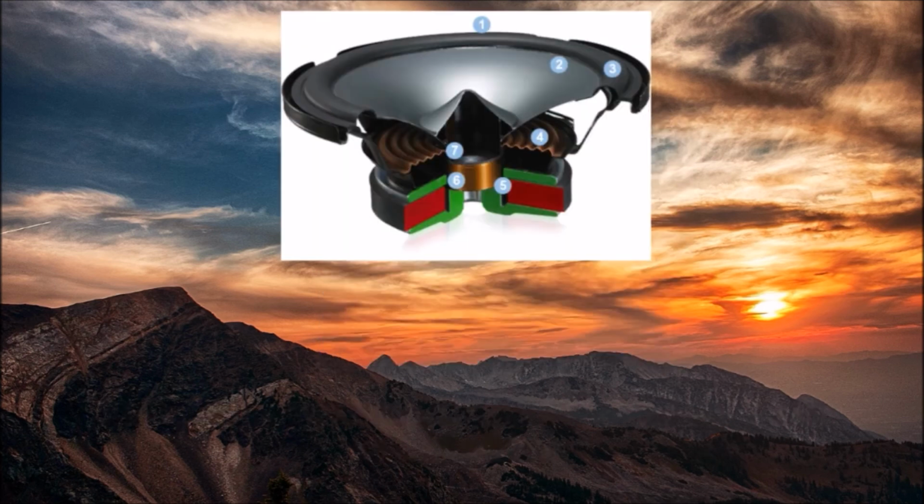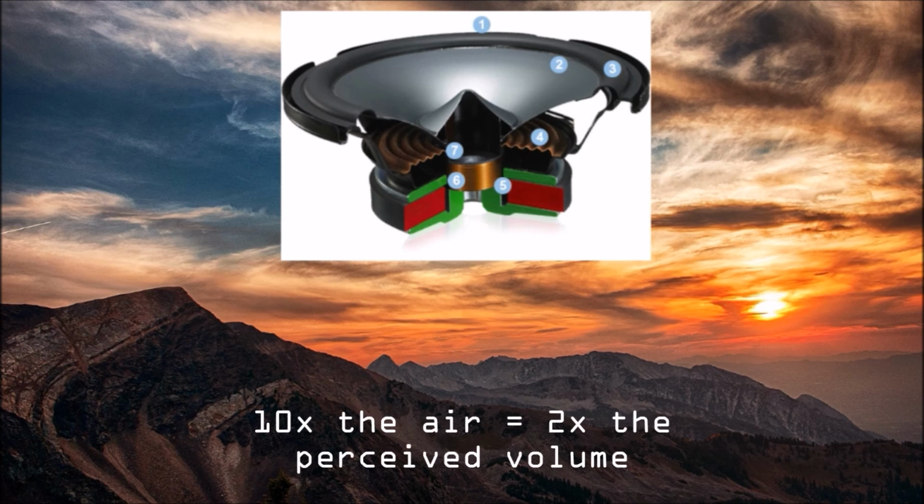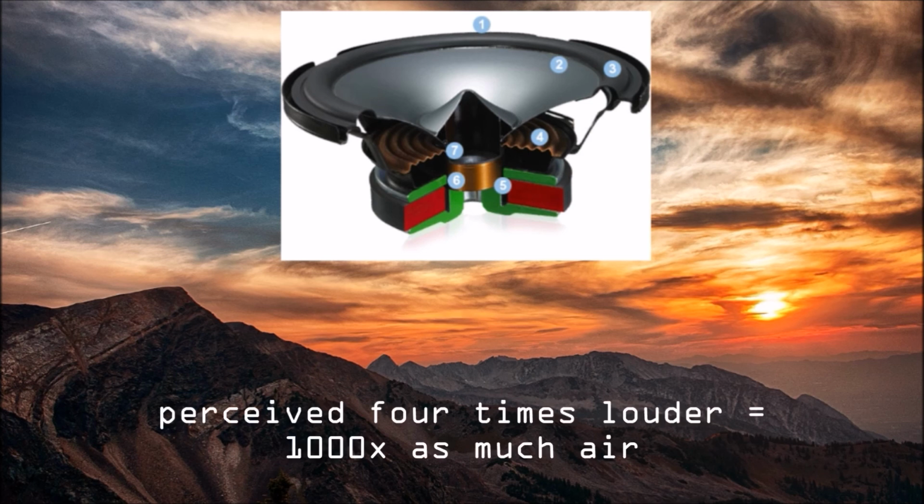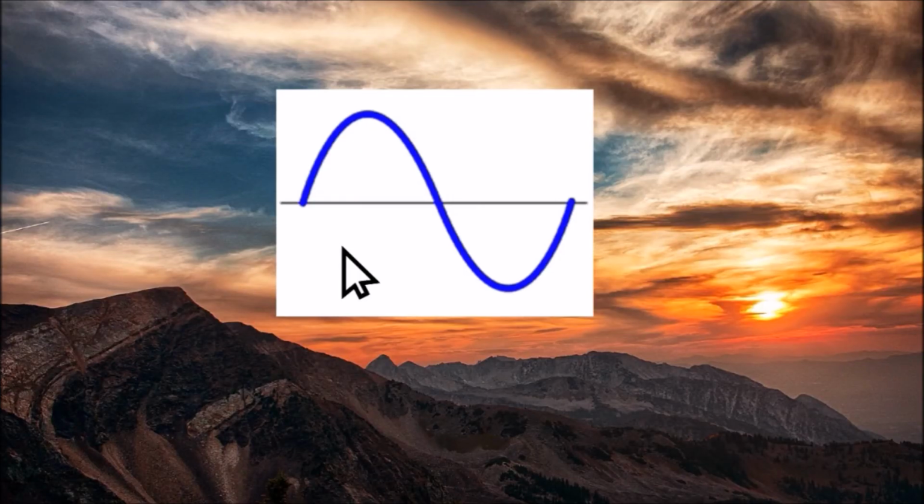So, a couple examples. If you multiplied the real volume by 10, you're moving 10 times as much air, the perceived increase would only be 2 times. It would only sound twice as loud. And if you wanted to make it sound 4 times as loud, you would need to move 1,000 times as much air. Pretty crazy. Just in case you didn't get it, volume, as in the loudness of a sound, is the volume of air that you move in a given amount of time. I didn't get that the first time when I learned about this stuff, so there you go.